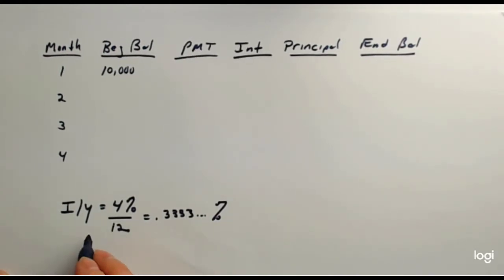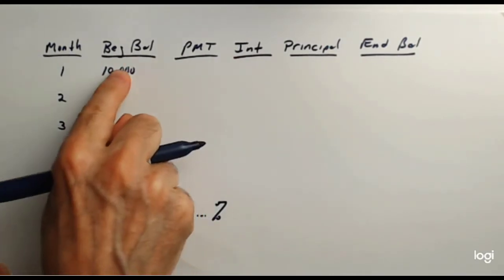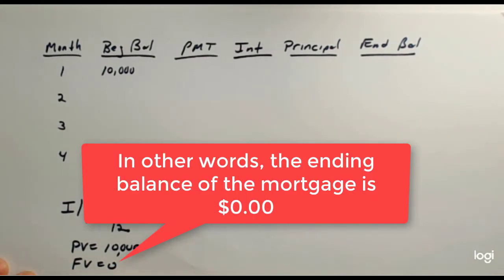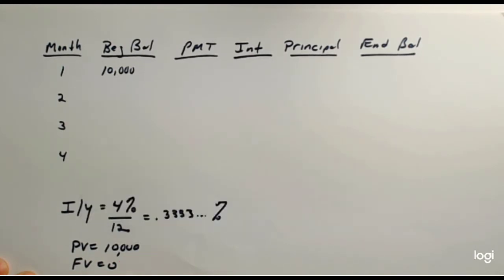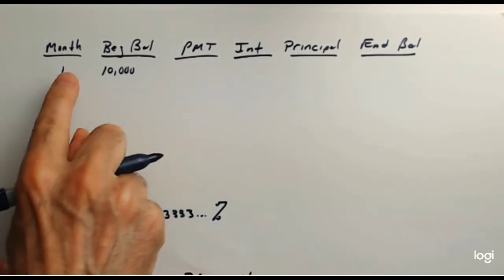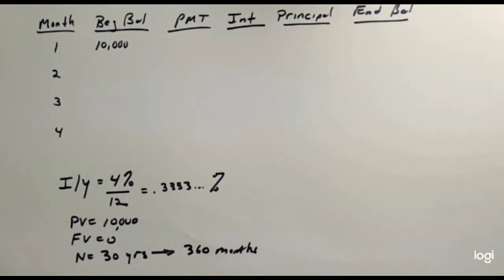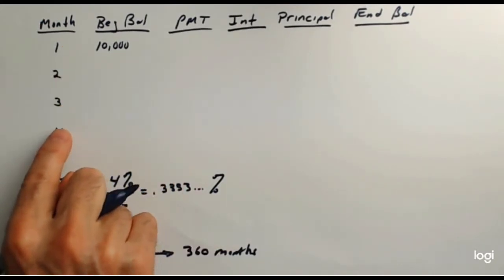We have a present value of $10,000. It's the mortgage we're getting. The future value will be zero because by the time we pay off the mortgage, there'll be no future value to pay off. And the other thing we need to know is N is 30 years or 360 months. Now obviously I'm not going to go down and build this table for 360 months. We'll be here forever. So I'll show you the first couple of rows.